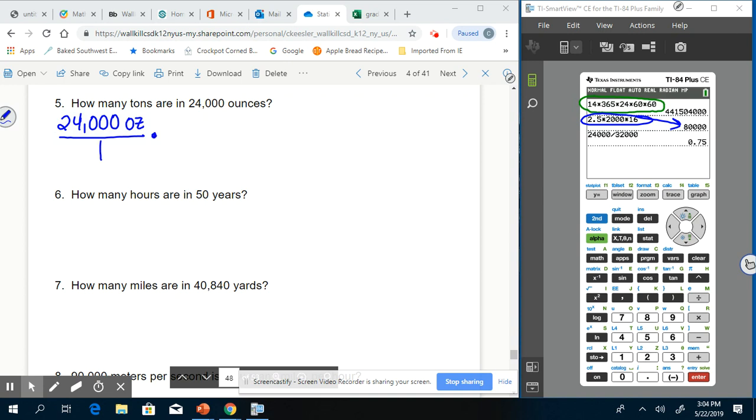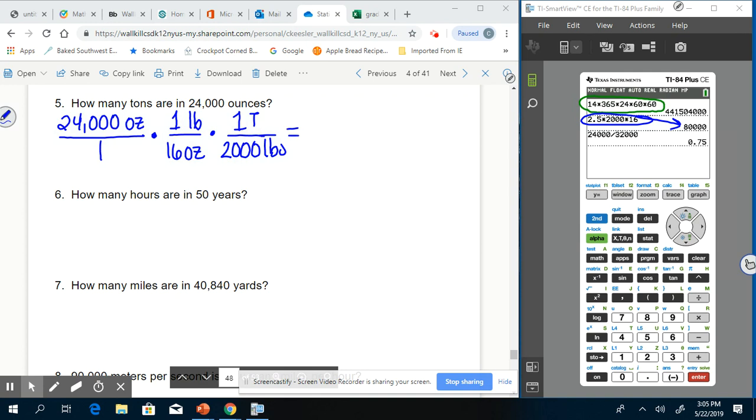So now we want to go from ounces to tons. The in-between conversion factor would be pounds. So we have 1 pound is 16 ounces, with ounces going in the denominator so that they cancel out. And we also know that 1 ton is 2,000 pounds, and pounds has to also go in the denominator so it cancels out.